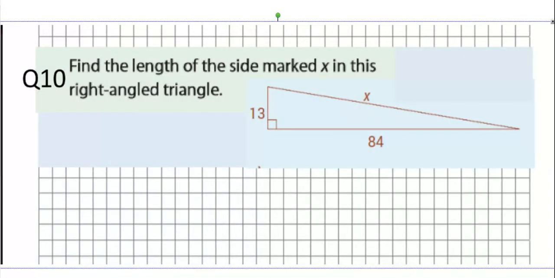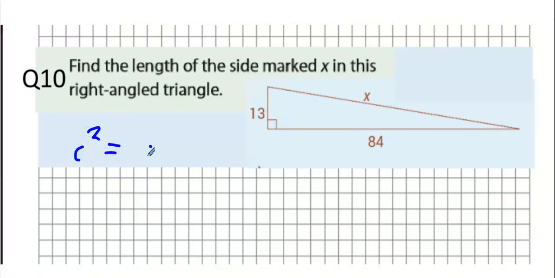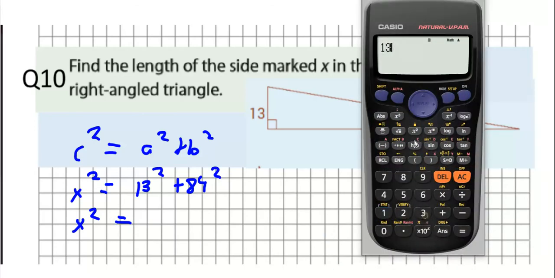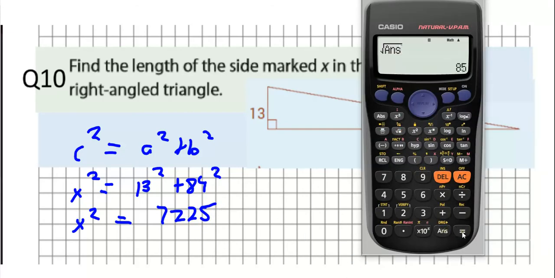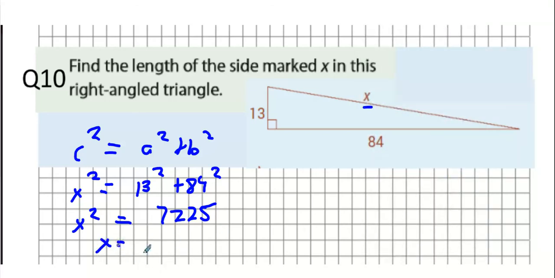Okay. Now question 10, we're going to do Pythagoras' theorem again. We're going to do c squared equals a squared plus b squared. In this case, the x is the longest side, so it's going to be x squared equals 13 squared plus 84 squared. Now we can put 13 squared plus 84 squared into the calculator. Now the answer should be bigger than 84 because it's the longest side in the triangle. So 7225. We're going to square root that. Maybe 85, yep. So x equals the square root of 7225. X equals 85. Okay, so that's Pythagoras' theorem done twice.